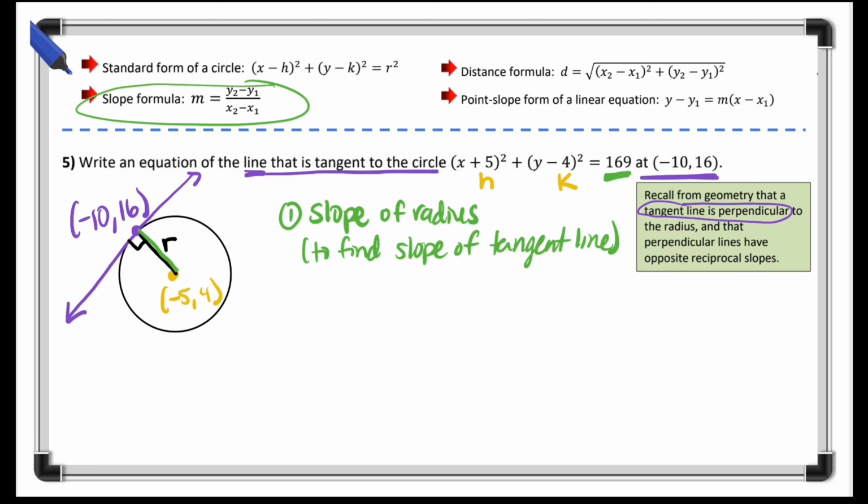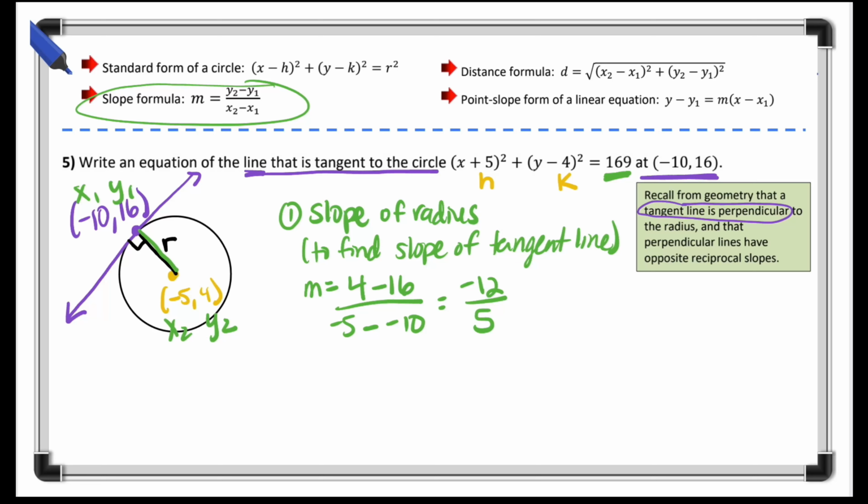Okay, so to find the slope, we're going to do, here's x1, y1. Here is x2, y2. You've got, let's see, 4 minus 16 over -5 minus -10. So that's -12 over 5. So there's the slope of our radius.